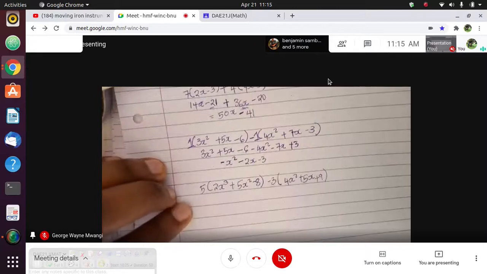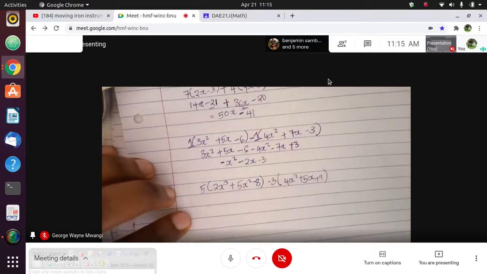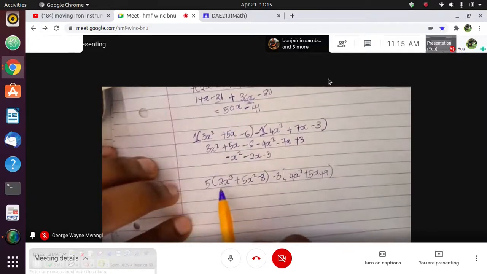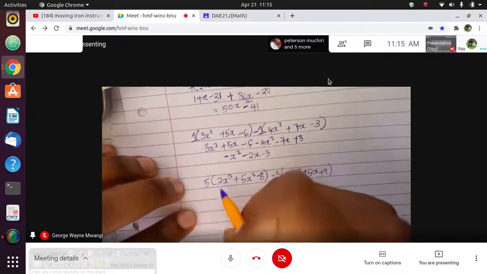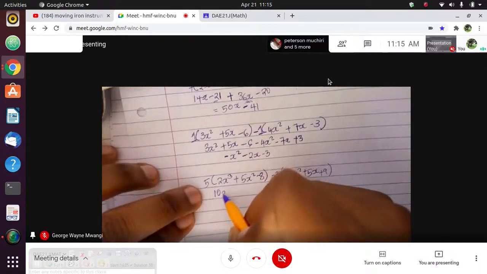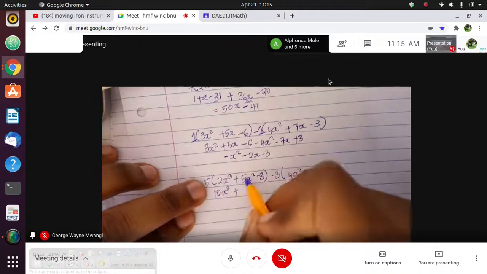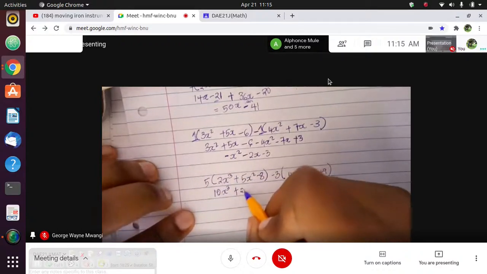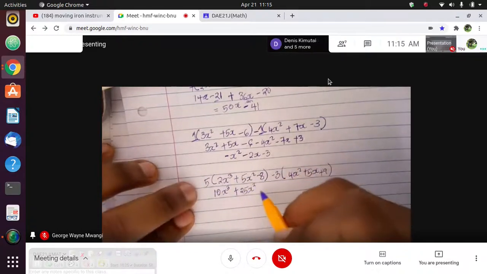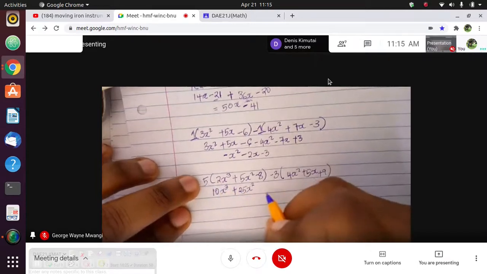Now we have a value, we have a coefficient before the bracket. Now, let us open the first bracket. 5 times 2 itakuwa ngapi? 10x cubed. Plus 5 times 5 itakuwa 25x squared. 5 times minus 8 itakuwa minus 40.